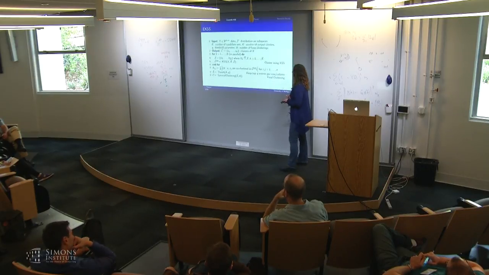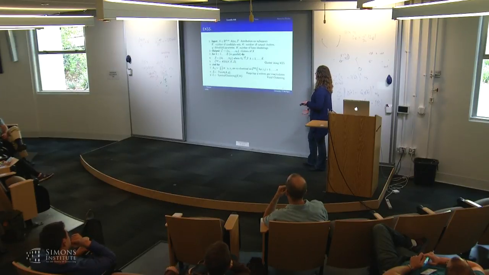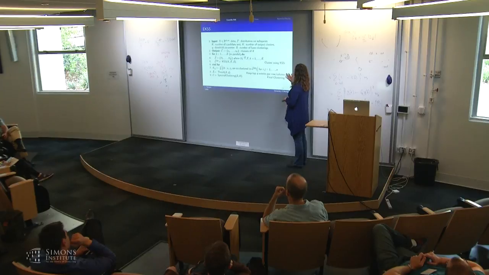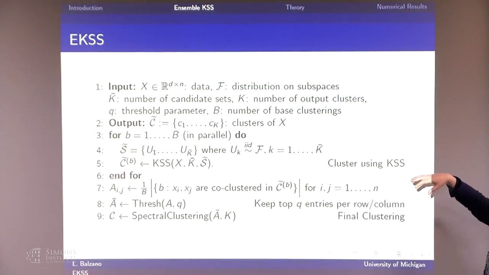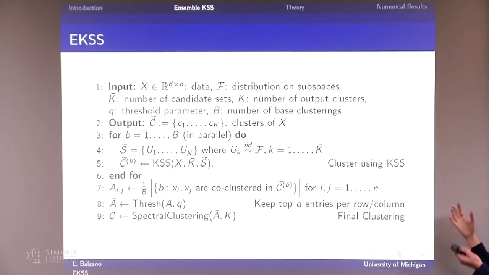Okay. So this inspired our algorithm, which I'll say briefly. We have some distribution, say the Haar measure on the Grassmannian, from which we draw subspaces, and some number of base clusterings, capital B. We run K-subspaces capital B times, potentially in parallel. We get the co-clustering matrices and average them into an affinity matrix. We have another parameter Q. We threshold that affinity matrix, and then we run spectral clustering. This is the algorithm I'll be talking about and trying to say some things about.